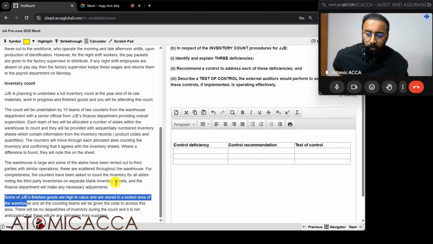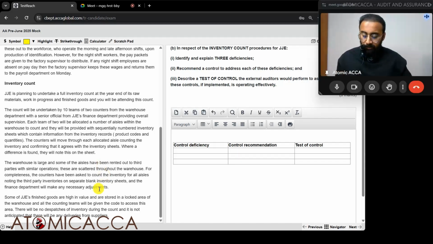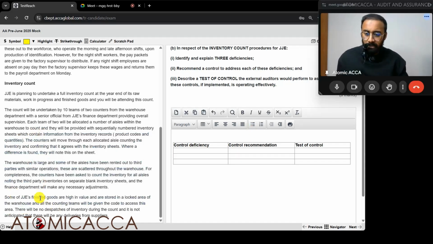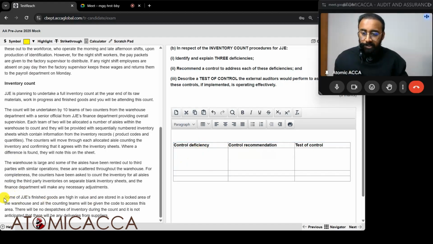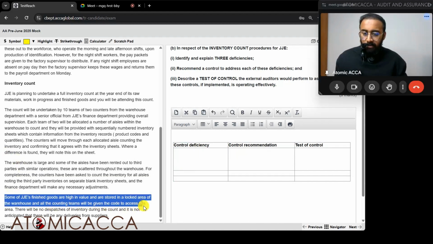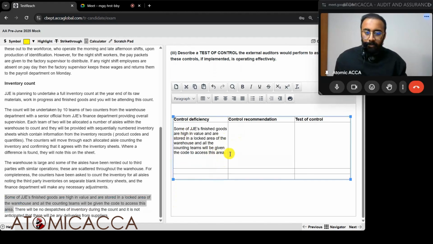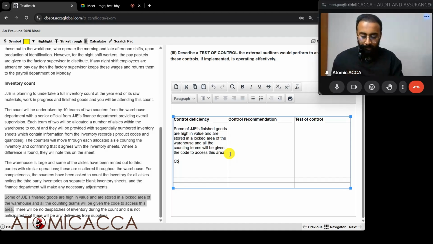So what we can do, we can write any of it, whatever we find easy. What we'll do is, we'll take one from here. We'll take one from here. We'll take one from here. So what was the last thing we discussed about high in value goods? Let's start writing that. Some of JJ's finished goods are high in value and stored in a locked area of the warehouse, and all counting teams will be given an access code to this area. Copy, paste. Now, what is the problem?